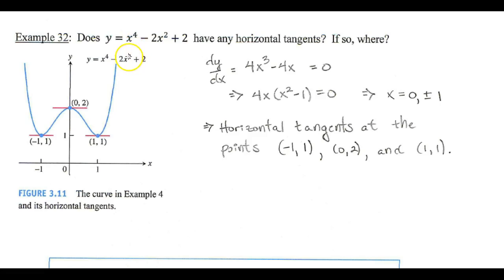So when x is minus 1, I get 1 minus 2 is minus 1, plus 2 is 1. So at the point minus 1, 1. When x is 0, I get y equals 0 minus 0 plus 2. So the point 0, 2. And when x is 1, I get 1 minus 2 is minus 1, plus 2 is 1. So the point 1, 1. And you can easily see those from the picture.